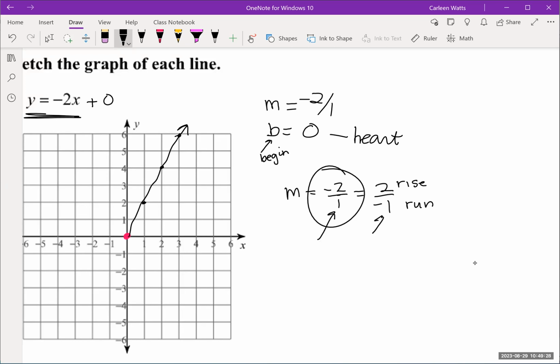Wait, that was supposed to be negative. You guys, I'm so sorry. Hopefully you're doing this in pencil. Okay. Up to back one. I am so sorry. Let's go back to this. Man, I should be peeking at my notes.